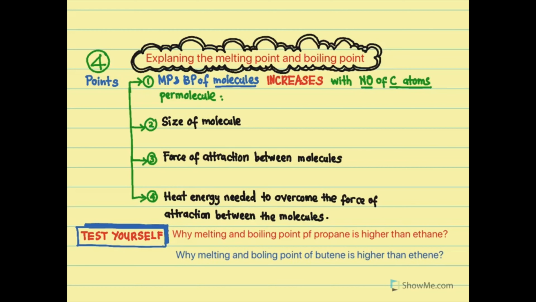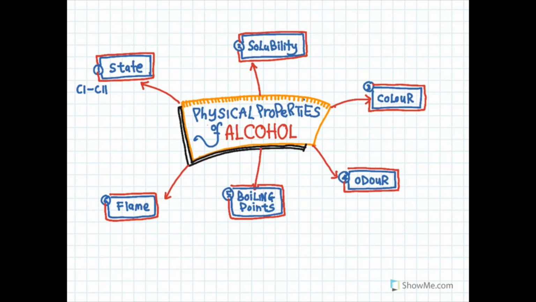Now, let's test yourself. Why is the melting and boiling point of propane higher than ethane? Yes, propane has more carbon atoms per molecule compared to ethane. So, the size of propane molecule is bigger than ethane. The force of attraction between the molecules becomes higher in propane. So, more heat energy is needed to overcome the forces. That's why the melting and boiling point of propane is higher than ethane. Now, it's your turn. Why is the melting and boiling point of butane higher than ethane? So, let's think of it.